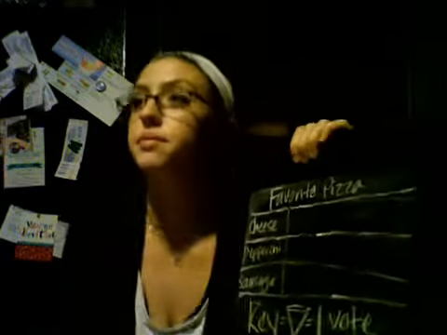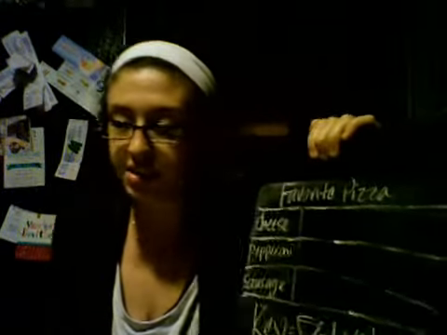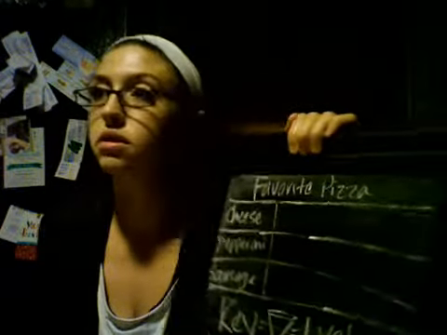Alright, raise your hand if your favorite pizza is cheese. Okay, 7. So now we will draw 7 slices of pizza. Where, class? Next to the cheese. That's right, next to the cheese.